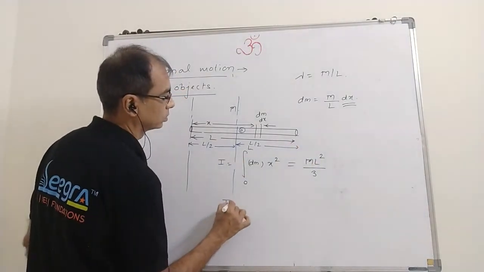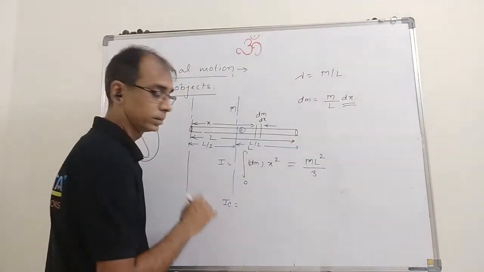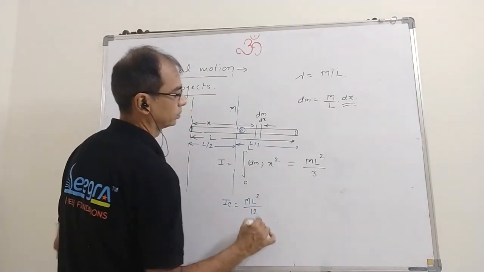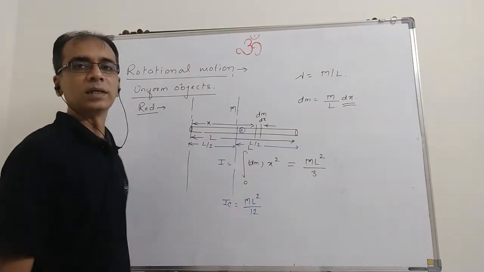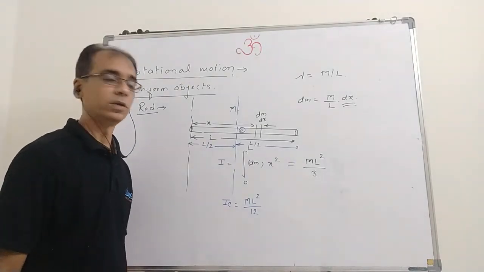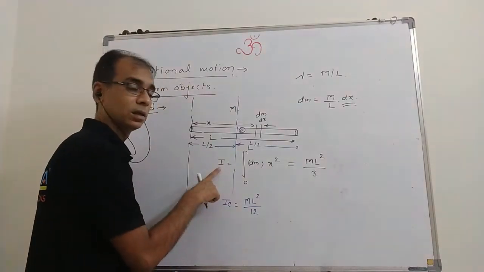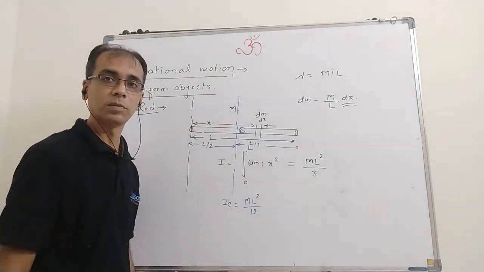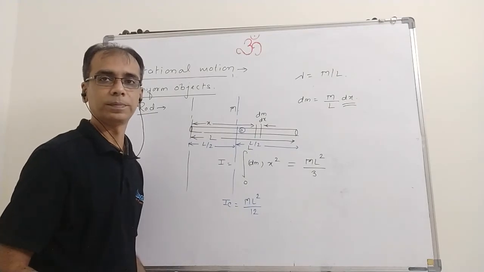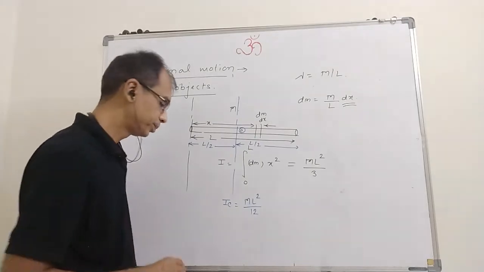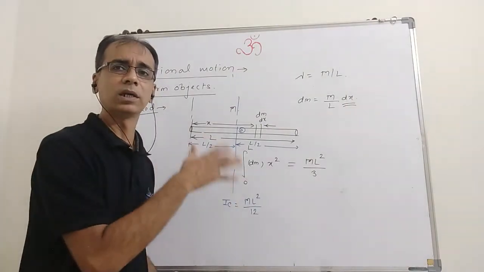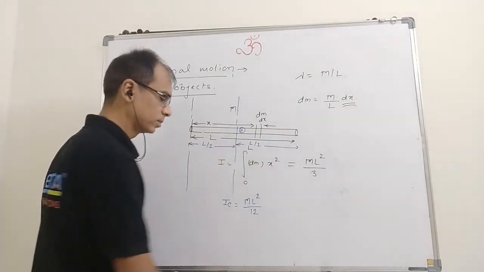The moment of inertia value is also something you have to remember. About the end, it is ml square by 3. About the center, it is ml square by 12. Is it important? Yes, very important. We have to remember. Alright, so based on the rod itself, let's see what kind of questions are asked from us.